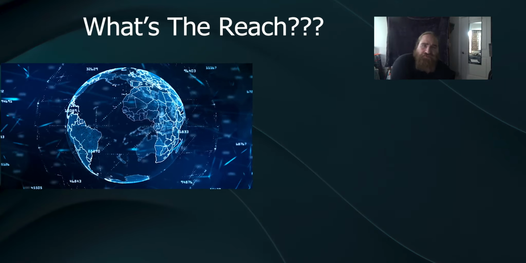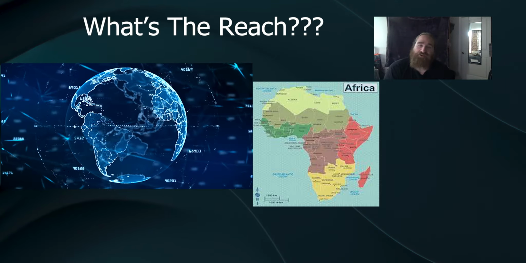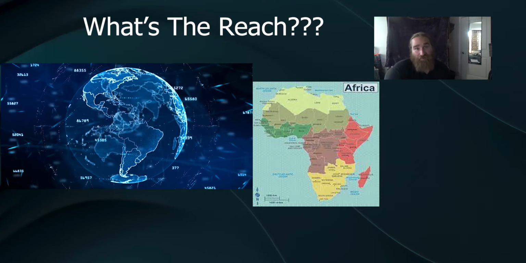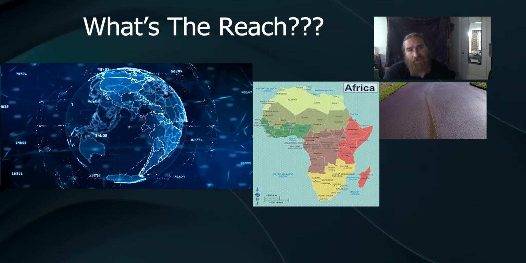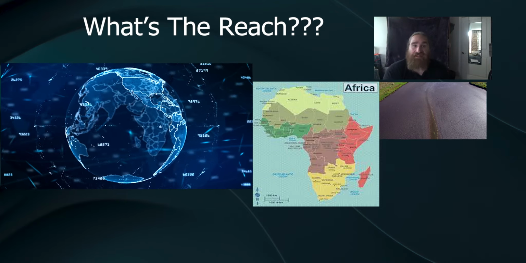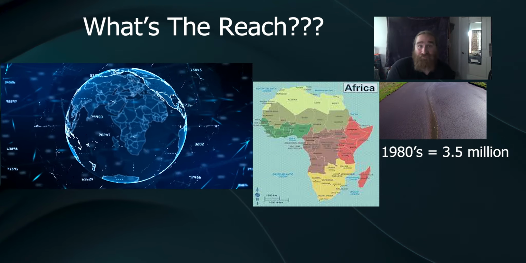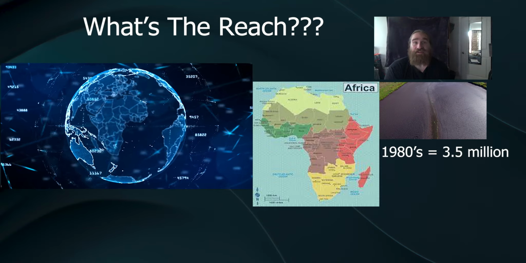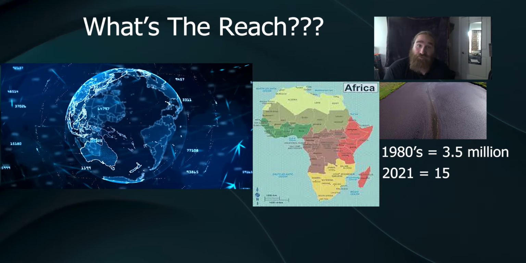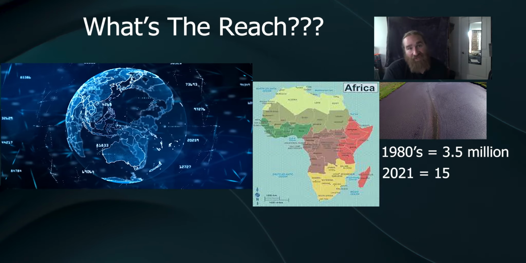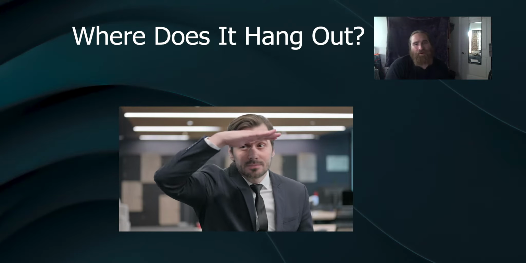Okay, so what's the reach of this thing? It's found predominantly in Africa, particularly in far-off regions where there's a great prevalence of unsafe drinking water. Infection rates today are a fraction of what they used to be. Back in the 80s, infection rates were as high as 3.5 million. But thanks to continuing efforts to eradicate the worm, as of 2021, there have only been 15 reported cases of infection.